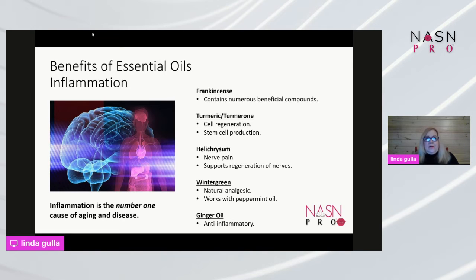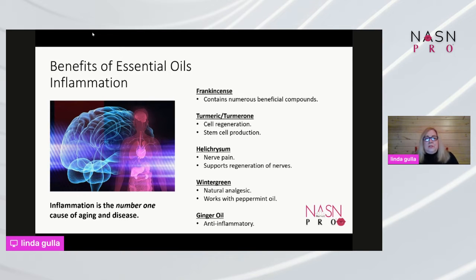Turmeric, which we're hearing a lot about lately, works with cell regeneration and stem cell production. Now, I want to reiterate a little bit here on turmeric. Turmeric is also anti-inflammatory, but turmeric inside can help with cell regeneration and stem cell production. So as we age, our stem cell production is less, our DNA gets weakened from replication, and turmeric can help with that. As well as turmeric can help possibly topically with cell regeneration.